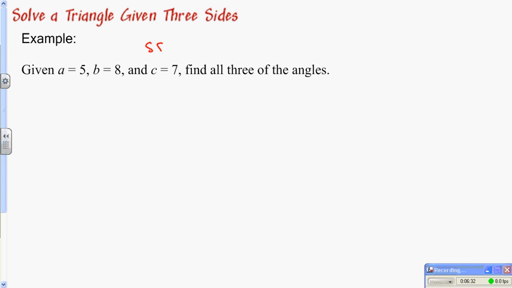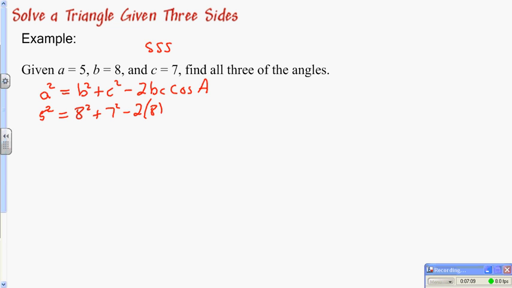Here is a side, side, side problem. So again, we can choose anything here. We don't have an angle given. So let's just say we're going to look for angle A. If we choose angle A, then I'm going to use this formula. We don't know angle A, so we fill it in. We get 5 squared equals 8 squared plus 7 squared minus 2 times 8 times 7 times cosine of A.